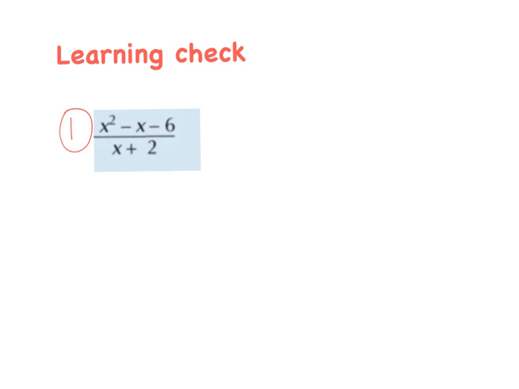Okay, so a short learning check for tonight. You are asked to work out x squared minus x minus 6. This line here means divide. So divide x squared minus x minus 6 by x plus 2.